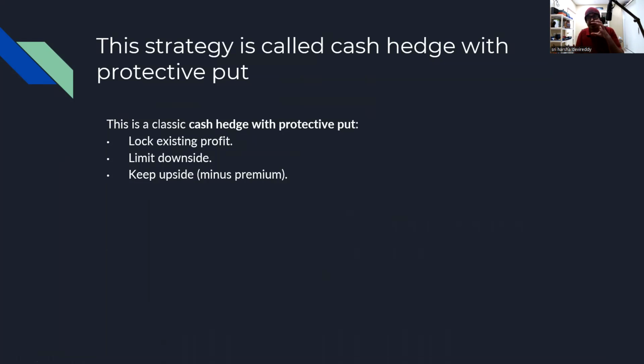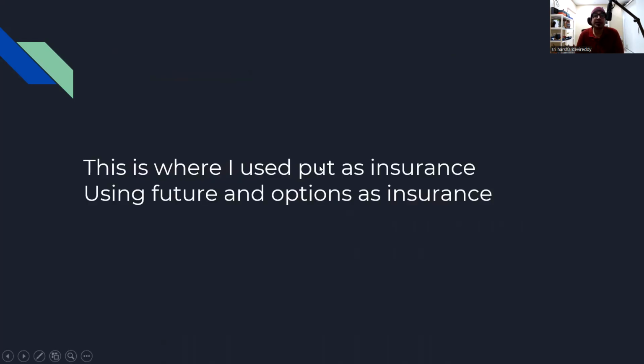Okay. This strategy that I taught you is called cash hedge with protective put. So we are locking some profit, and then there is a limit to the downside. Maximum loss you'll make is 1 lakh, even if it goes to zero. That's the maximum loss you can make. And then upside, if it goes up again you will make more money. Okay, anyway you are making more money. The only way it loses money is if it falls more than 1,000 rupees. Okay, this is where I have used put as an insurance. So this is a strategy where I have combined cash and future and options to create a beautiful strategy.